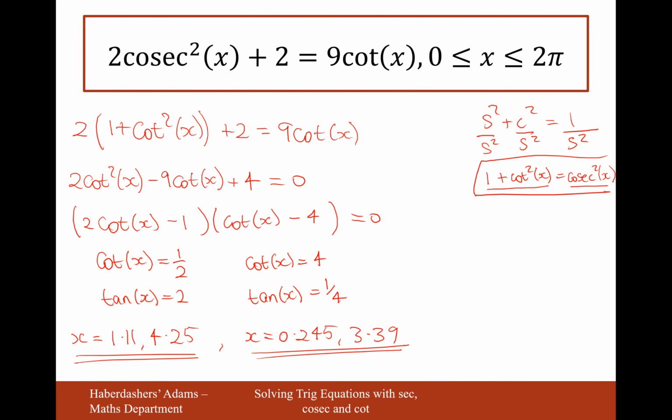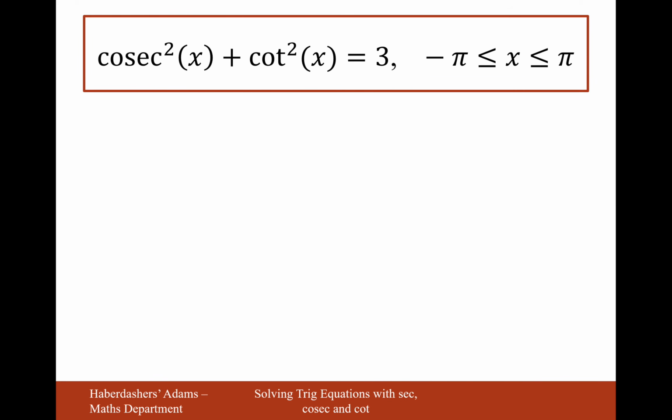to this equation here. And the key takeaway for this one was once again to turn the quadratic part into the linear part by using a rule that's associated with sine squared plus cos squared equals 1. In this case, it's 1 plus cot squared equals cosec squared. Let's move on to the next one.